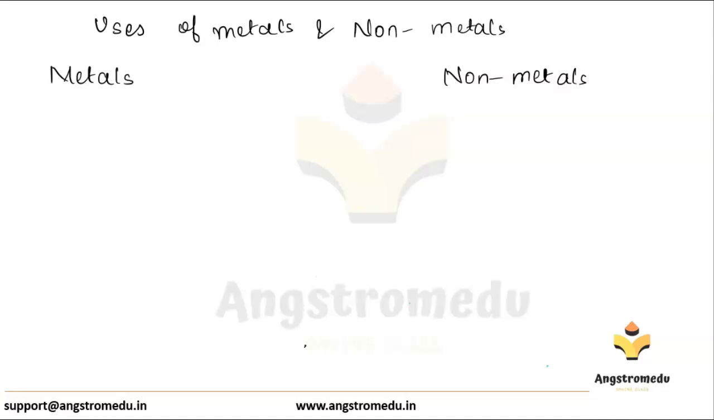So, the uses of metals are, firstly, copper and aluminium are used to make electric wires, the wires which are used to carry electric currents.